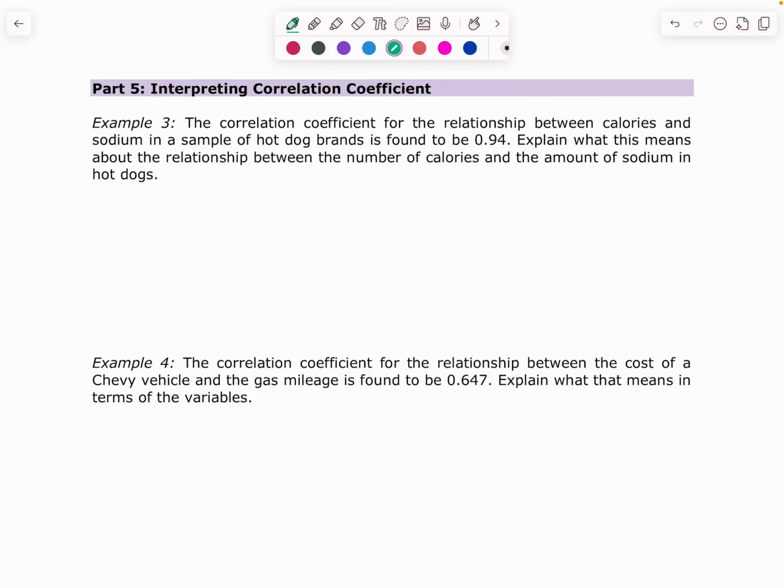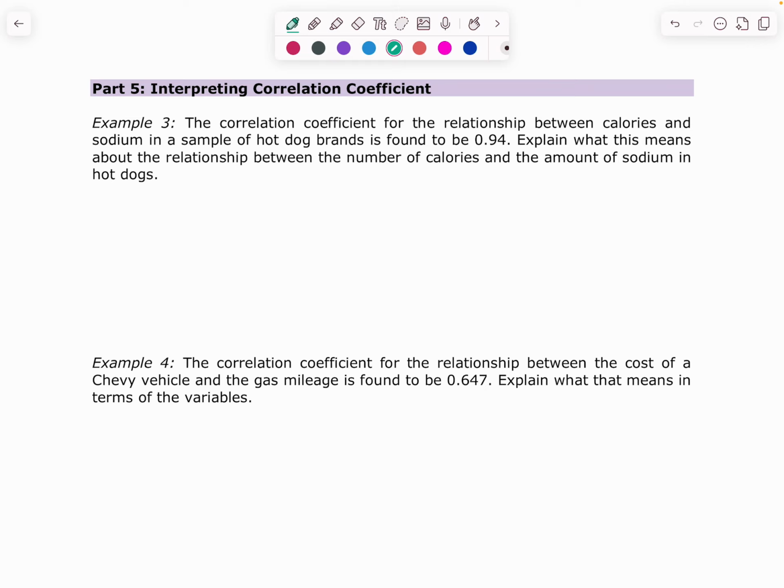All right, we're going to look at how to interpret correlation coefficients in terms of our variables now. So we've looked at a general understanding of what the numbers mean and whether it is strong, moderate, or weak. But now we're going to look at what that means about the variables themselves. So we're going to go through some examples where I've already calculated the correlation coefficient for some relationships, and we're just going to explain what that correlation coefficient means.